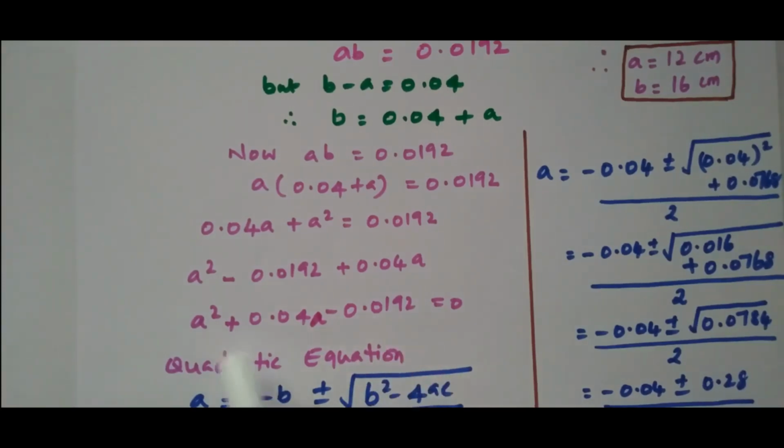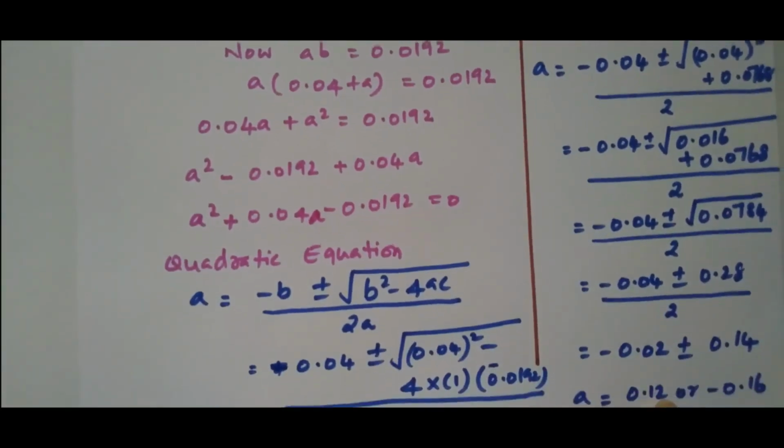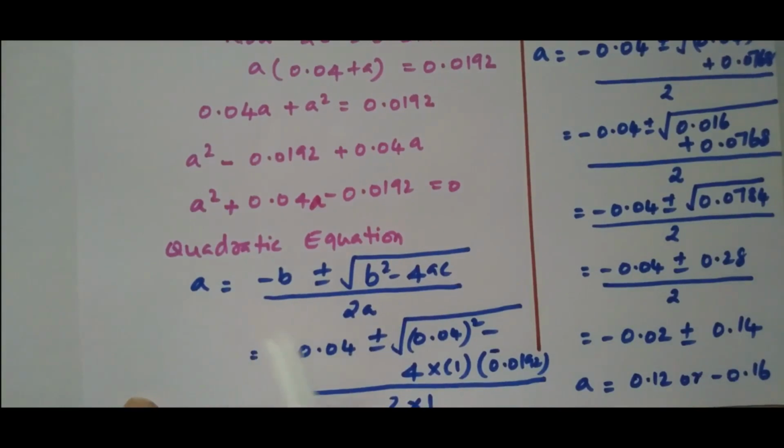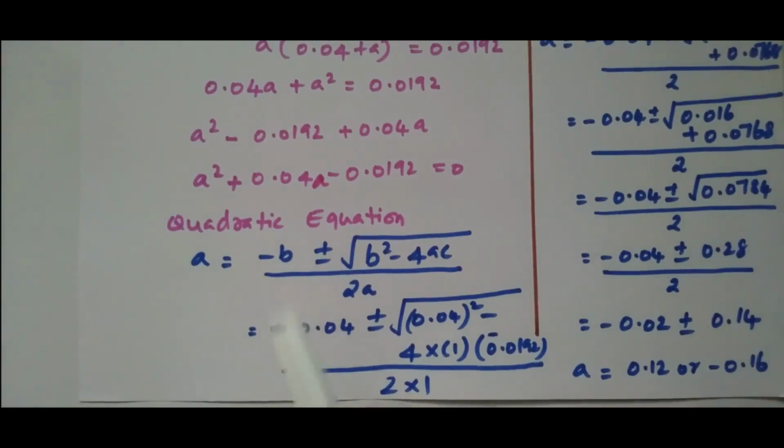Right? So the A value can be calculated from this general formula: minus B plus or minus square root of B square minus 4AC, divided by 2A. Right? So this B value is nothing but 0.04, with the minus already there, plus or minus square root of 0.04 square minus 4 into A, A value is 1, C value is minus 0.0192, divided by 2 into A, A value is 1. Now we need to simplify this expression.